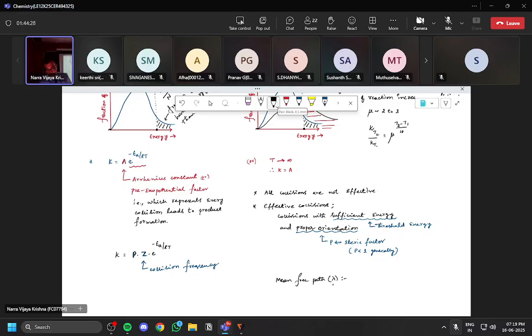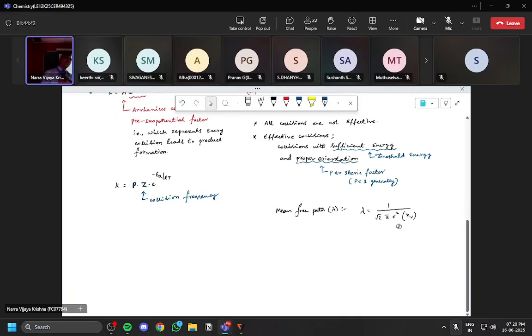So that mean free path lambda can be written as 1 upon root 2 pi sigma square NV. Respond. Instead of NV, we can write N by V, and N by V can be written as P upon RT. That RT goes to the numerator. We can also write this lambda as RT upon root 2 pi sigma square Avogadro number into P. Right? Mean free path.